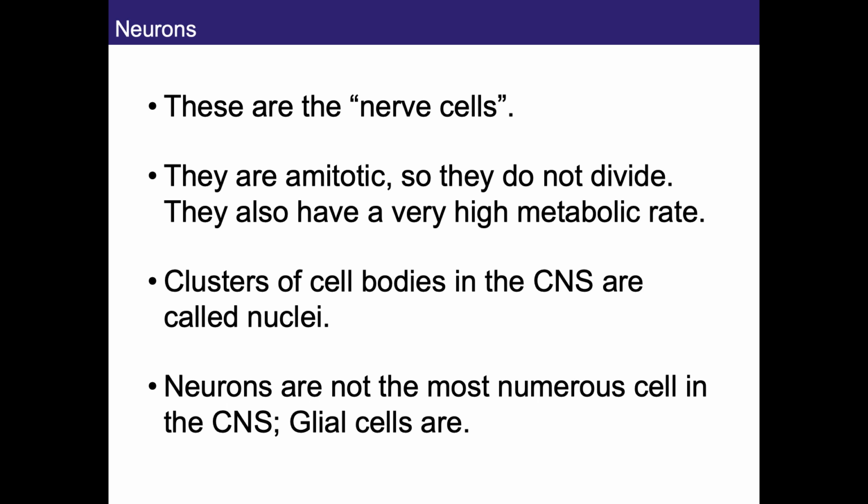So clusters of cell bodies in the central nervous system are called nuclei. We're also going to be talking about clusters of neurons called ganglia. I'll talk more about that when we get to the sympathetic and parasympathetic and compare and contrast those two types. And then neurons are not the most numerous cells in the central nervous system. It's actually glial cells, these supportive cells that help with neuron function.